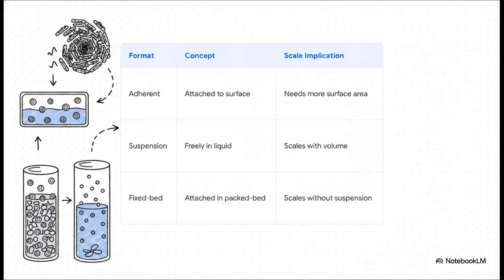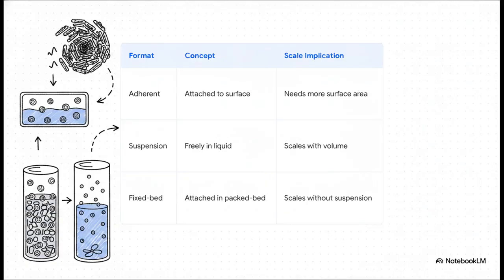Second, we have suspension culture. Here, cells grow freely floating in liquid media, typically in these big stirred tank bioreactors. This scales so much more readily because, well, to make more product, you generally just need a larger volume tank, not a massive sprawling surface. Finally, the fixed bed bioreactor acts as a really cool bridge. The cells attach within a densely packed bed inside a single vessel. It offers this clever route to scale up adherent-type cultures without forcing the cells to fully adapt to a free-floating suspension environment.